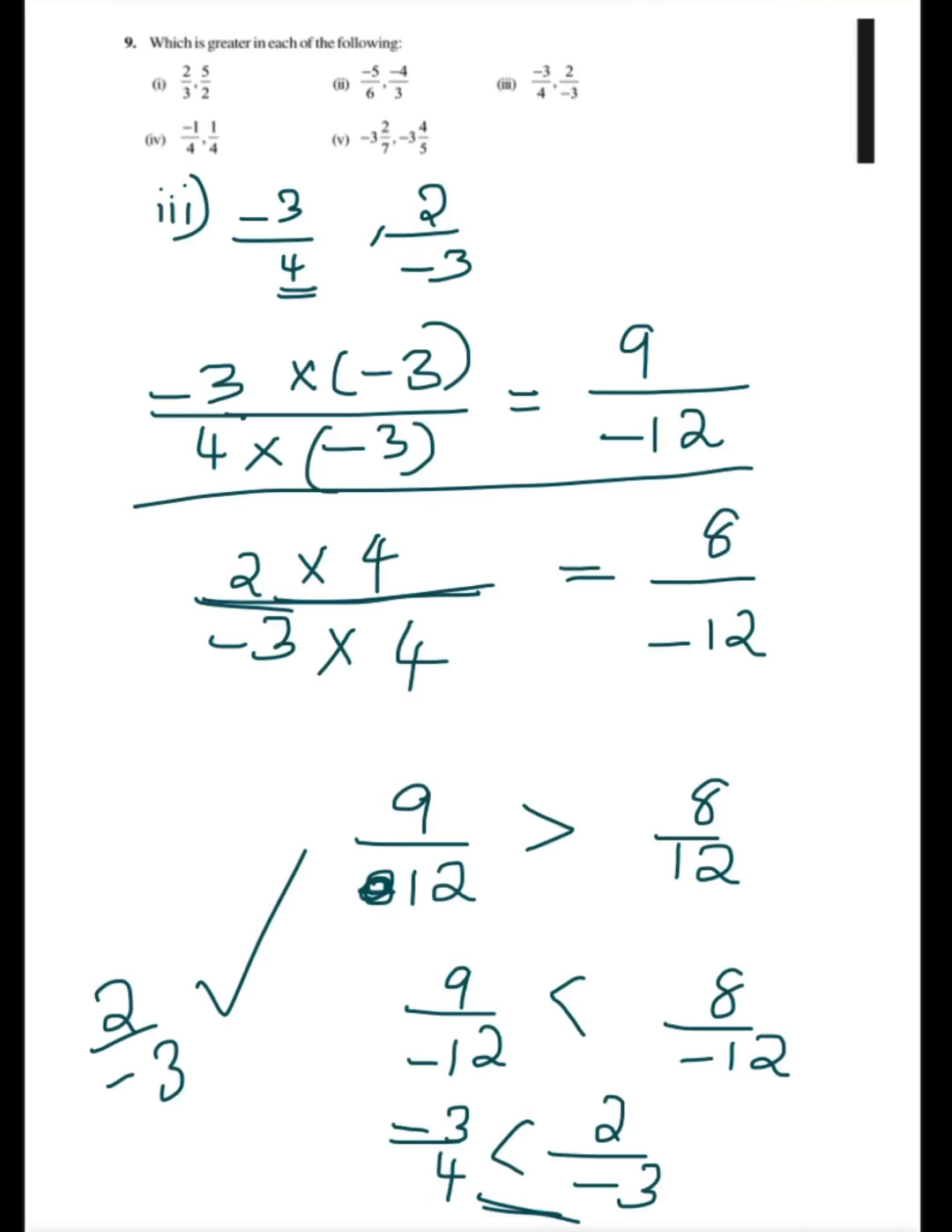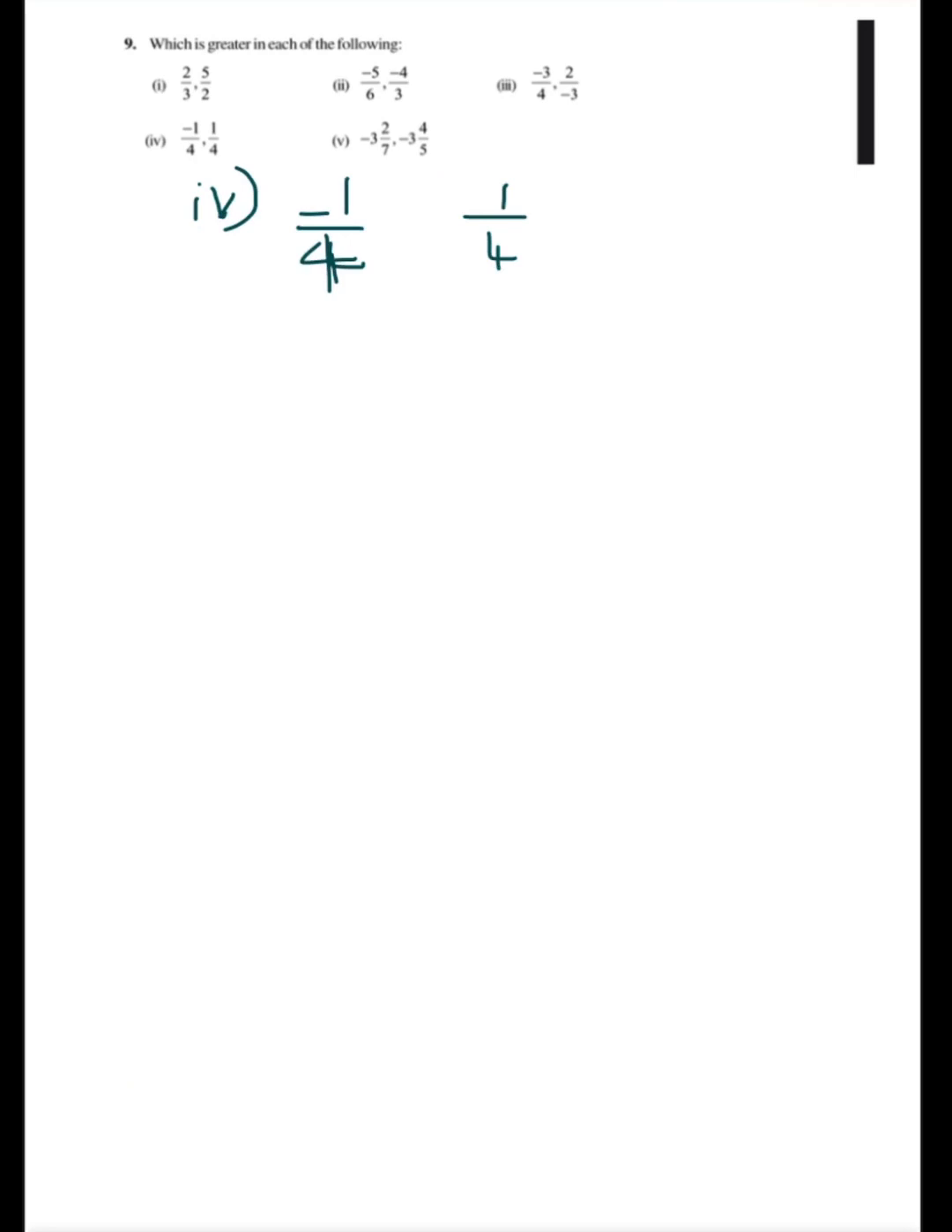Now let's see the fourth question. This is our fourth question, which is minus 1 by 4 and 1 by 4. As you can see, one is negative and another one is positive, so which will be higher? The positive number will be higher, that is 1 by 4 will be greater. Okay. Now let's see the fifth question.